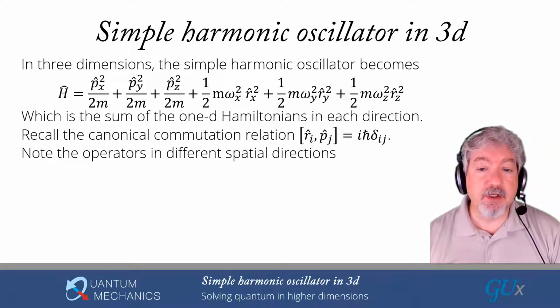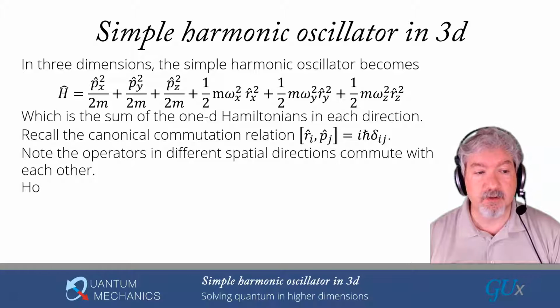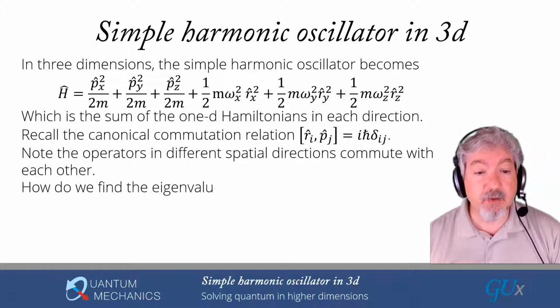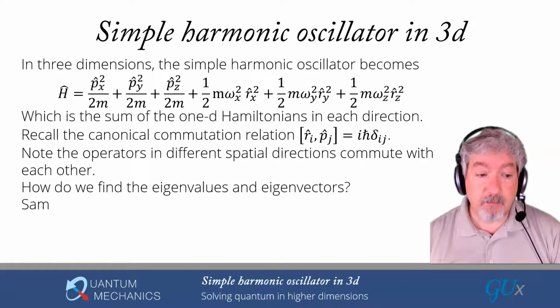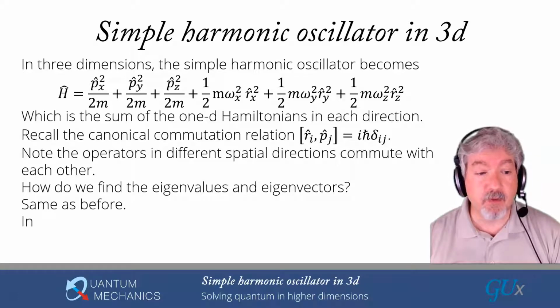So the operators in the different spatial dimensions commute. That means each of those one-dimensional Hamiltonians commute with each other. So how do we find the eigenvalues and the eigenvectors? Basically, we use what we know. It's going to be the same thing as what we did before.